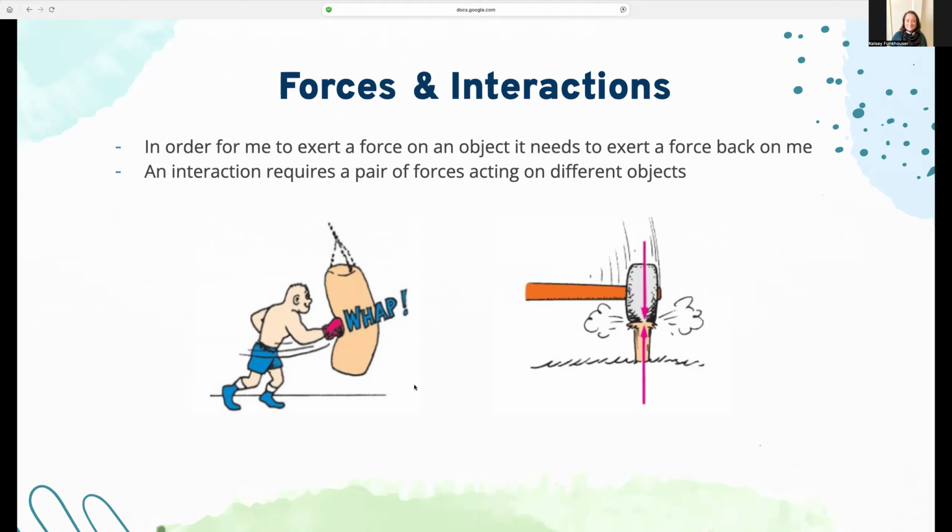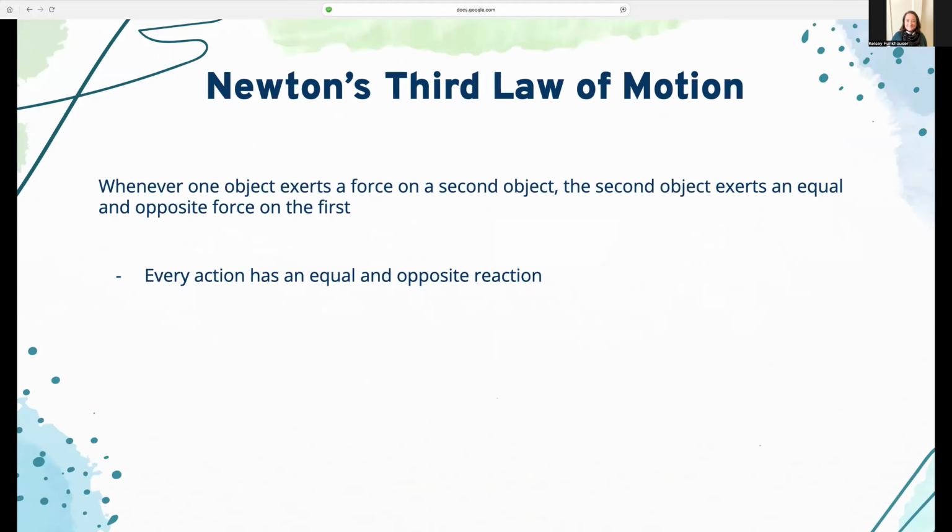This brings us to Newton's third law of motion, which says whenever one object exerts a force on a second object, the second object exerts an equal and opposite force on the first. Or another way to say this is every action has an equal and opposite reaction. These forces are called action-reaction pairs or third law pairs, but it doesn't actually matter which one is the action and which one is the reaction.